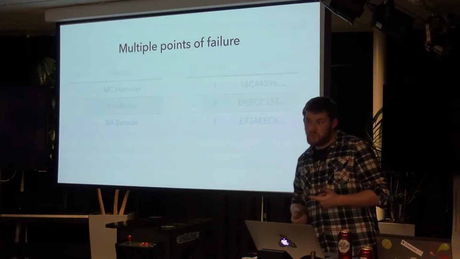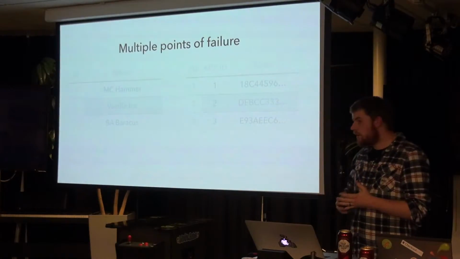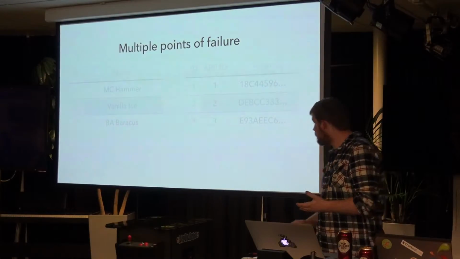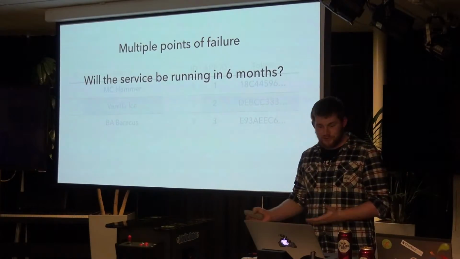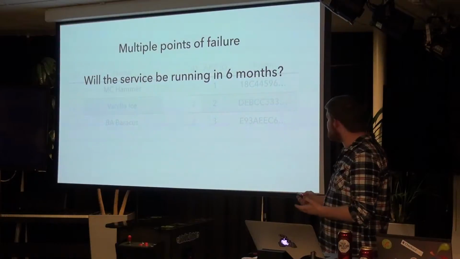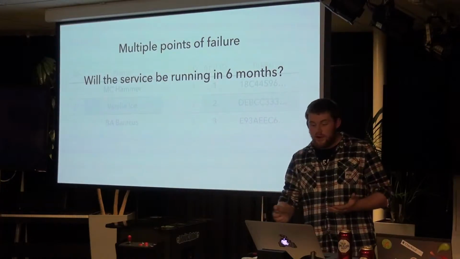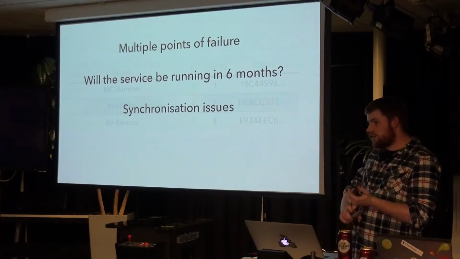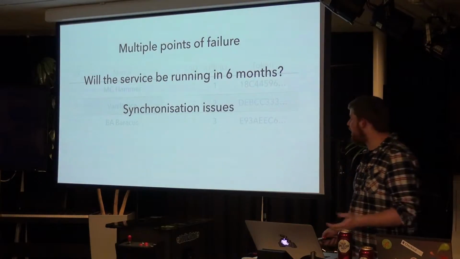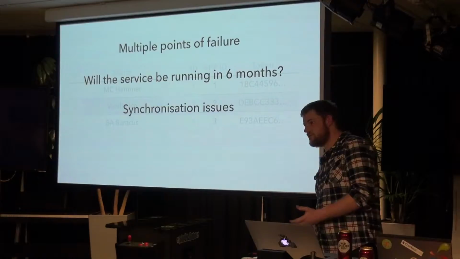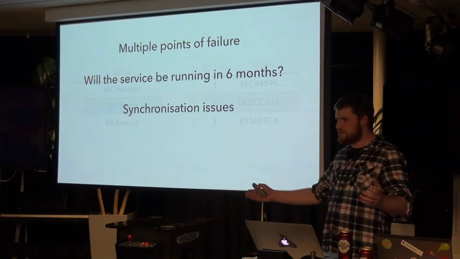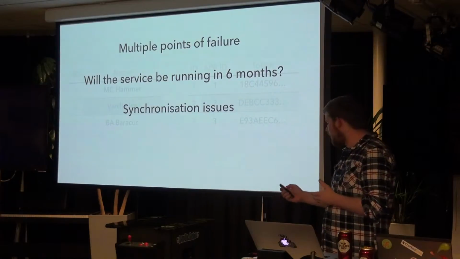First of all, we've got multiple points of failure. These services can and do go down. In fact, they might go down permanently. Will they still be running in 6 months? We don't know. Synchronization issues. Have you considered your workers? What if your workers go down? What if you have race conditions in your application? Will you end up with the right IDs in both places correctly?